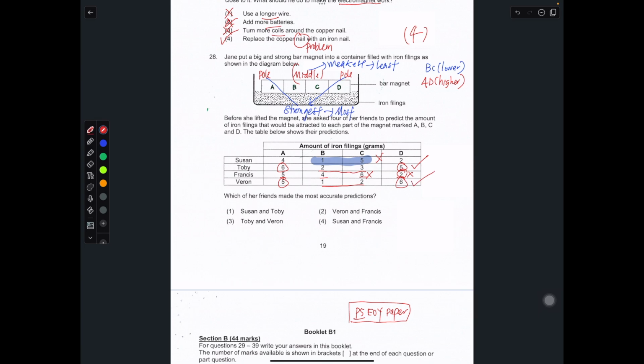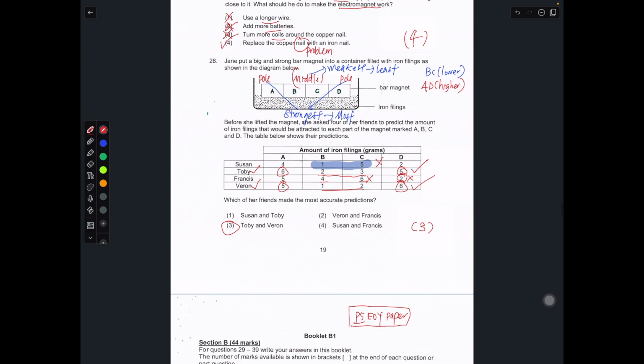Okay, so logically speaking, Toby and Veron are the correct ones, and Toby and Veron belong to number 3. So the answer is number 3 over here. So with that, we more or less finished the entire paper for this part. Thank you.